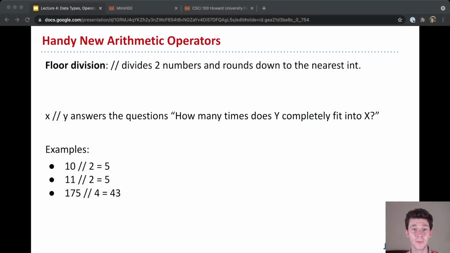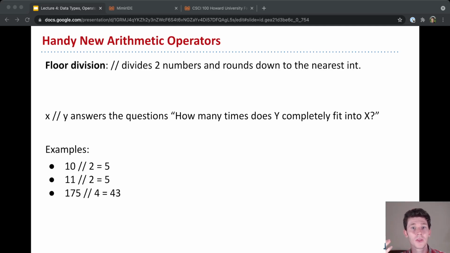Now I also wanted to separately cover a few handy new arithmetic operators. I'm covering them separately because the previous ones were ones you were probably already familiar with from your math classes, like addition, multiplication, exponentiation. And these couple that I'm going to share now might be a bit newer, and they're more specific to programming languages. So the first one is floor division.